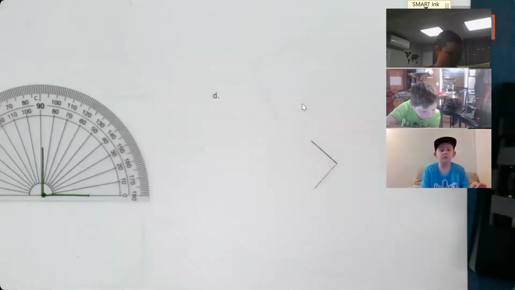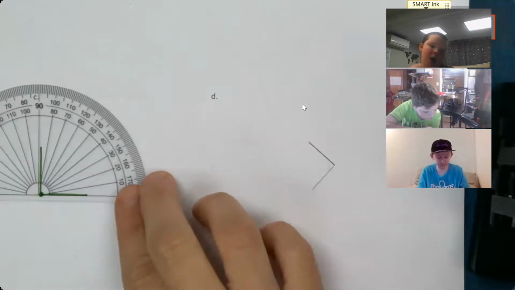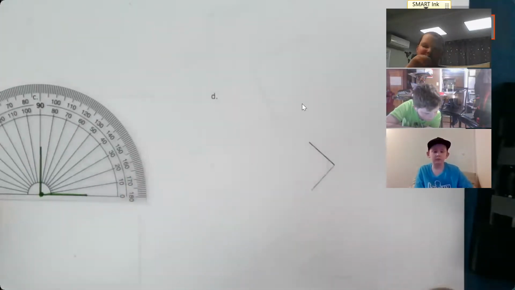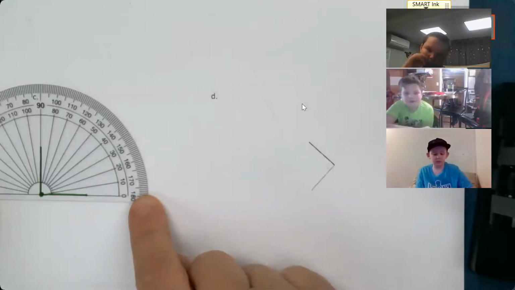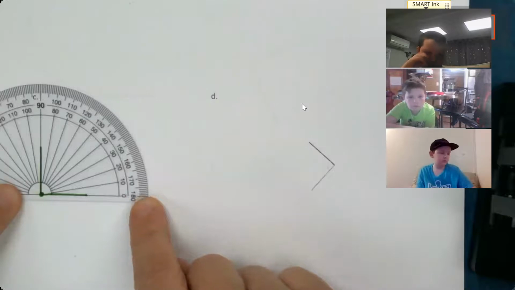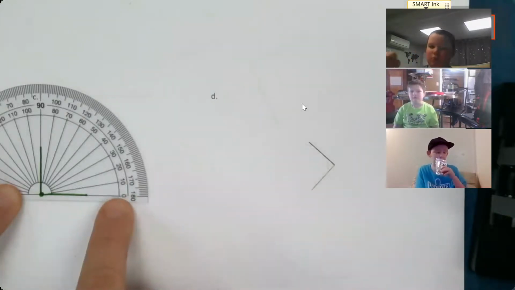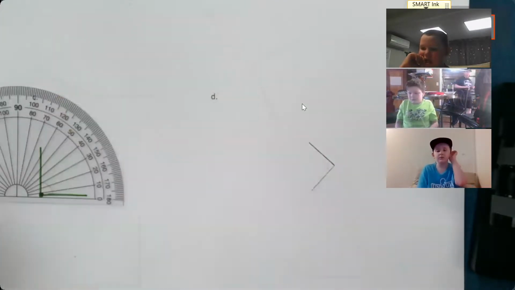Sarah, what does letter C measure and how do you know? 90 degrees because... Am I using the bottom or top numbers here? We're using the bottom numbers. Here's 0. We travel the whole way to the other leg and it's at 90 degrees. Very good.